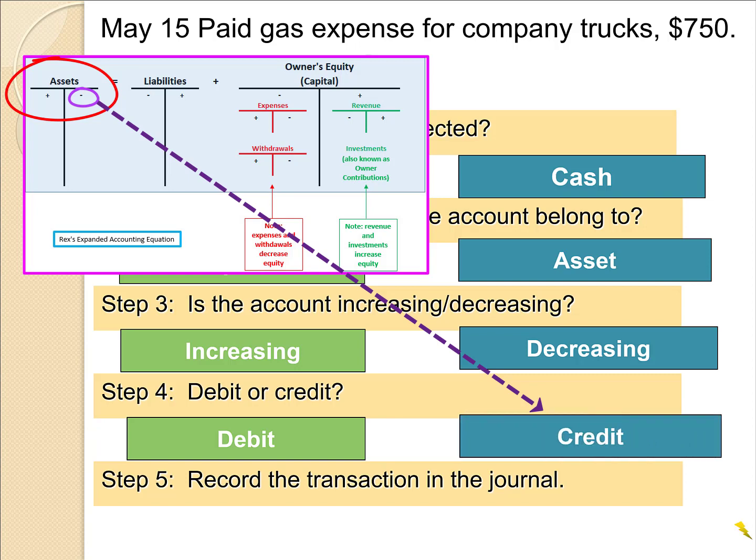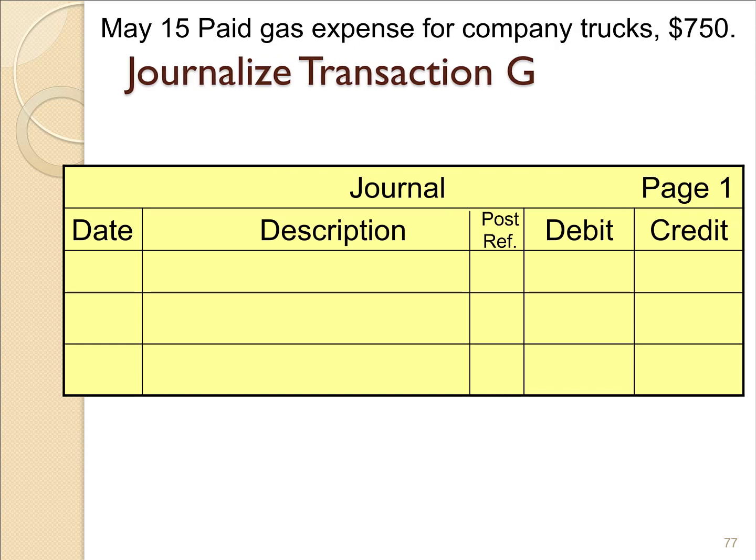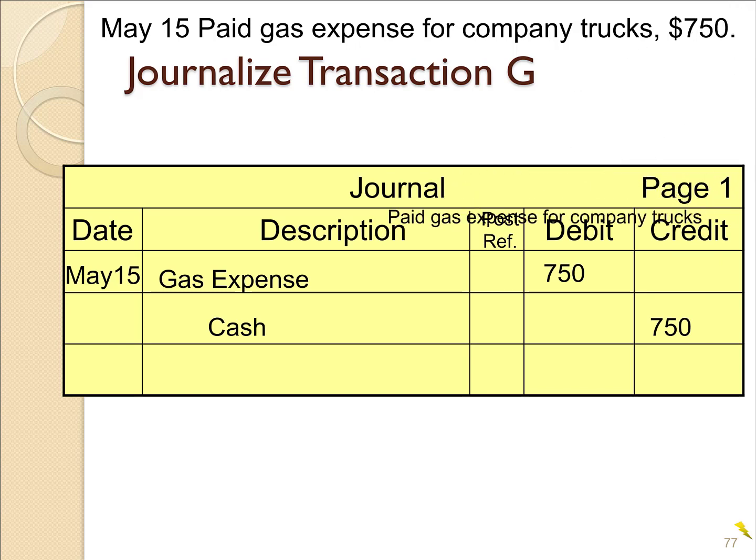Then we need to get our journal page so we can journalize this transaction. So the first thing we need to do is put in the date, May 15th, and then we list the debit account first. Which was a debit account? Gas expense, $750, and the credit account, which we will indent, was cash going down by $750. And then we need some sort of explanation, paid gas expense for the trucks.